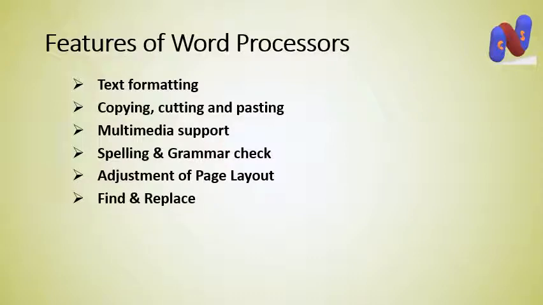Find and replace feature is also available in a word processor, through which we can find a particular word in a whole document and we can also replace it with a new word. Word wrapping means when we type our document, our word processor will change the line automatically when we reach the end of the margin.